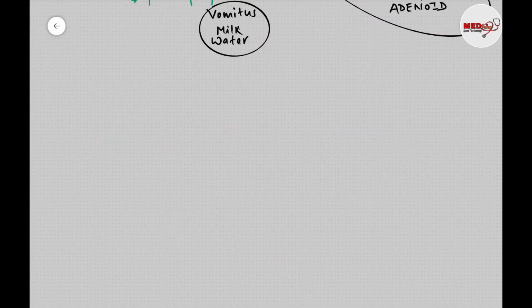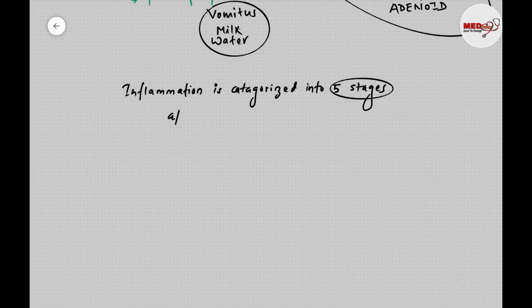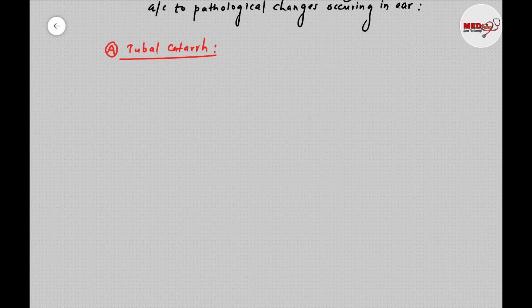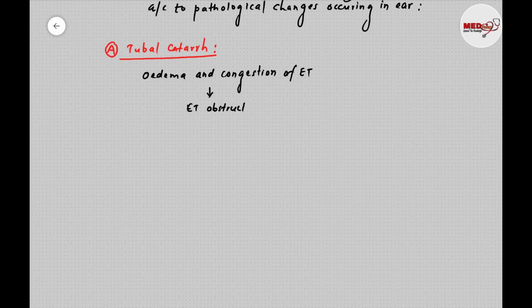Once the bacteria reach there, the process of inflammation will start, and this process of inflammation is categorized into 5 stages according to the pathological changes occurring in the ear. The first stage is the tubal catarrh. In this stage, the bacteria is limited to the Eustachian tube only, where it produces inflammation, causing edema and congestion of the Eustachian tube that results in the obstruction of the Eustachian tube.